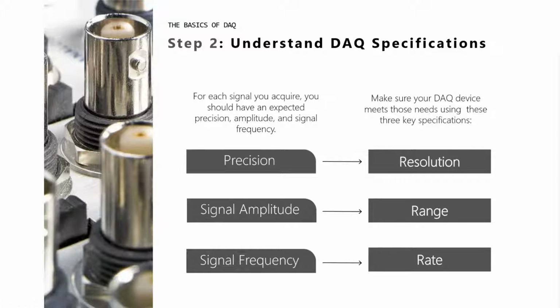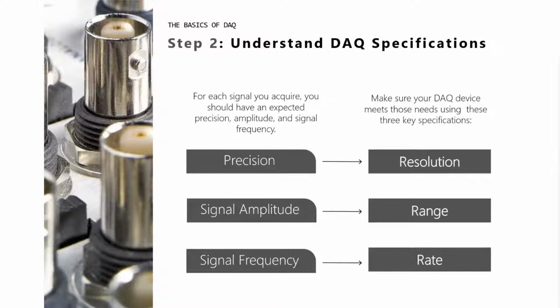This relates to buying a cell phone that is very expensive, but you don't really need everything, right? So you're going to take the step of understanding your precision, signal amplitude, and frequency, so that you only buy what you need. Precision means you have to optimize the resolution. The signal amplitude means you will fix the range of your device, and the signal frequency will match the rate of your data acquisition device.